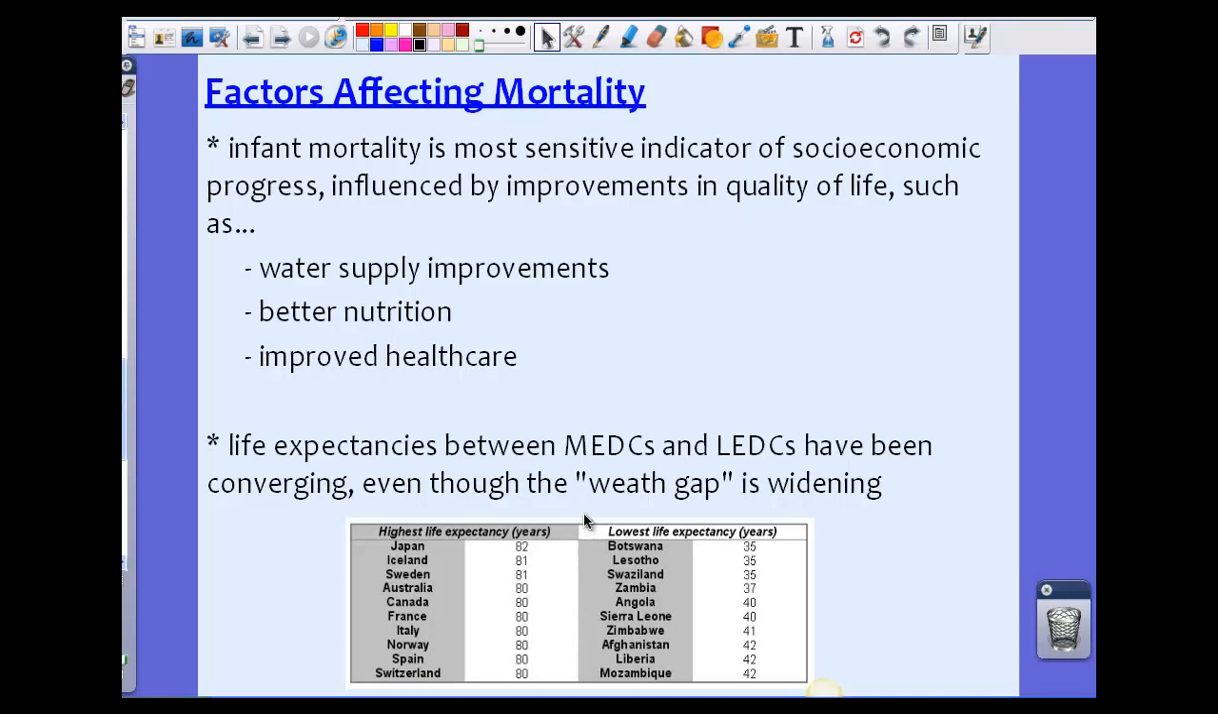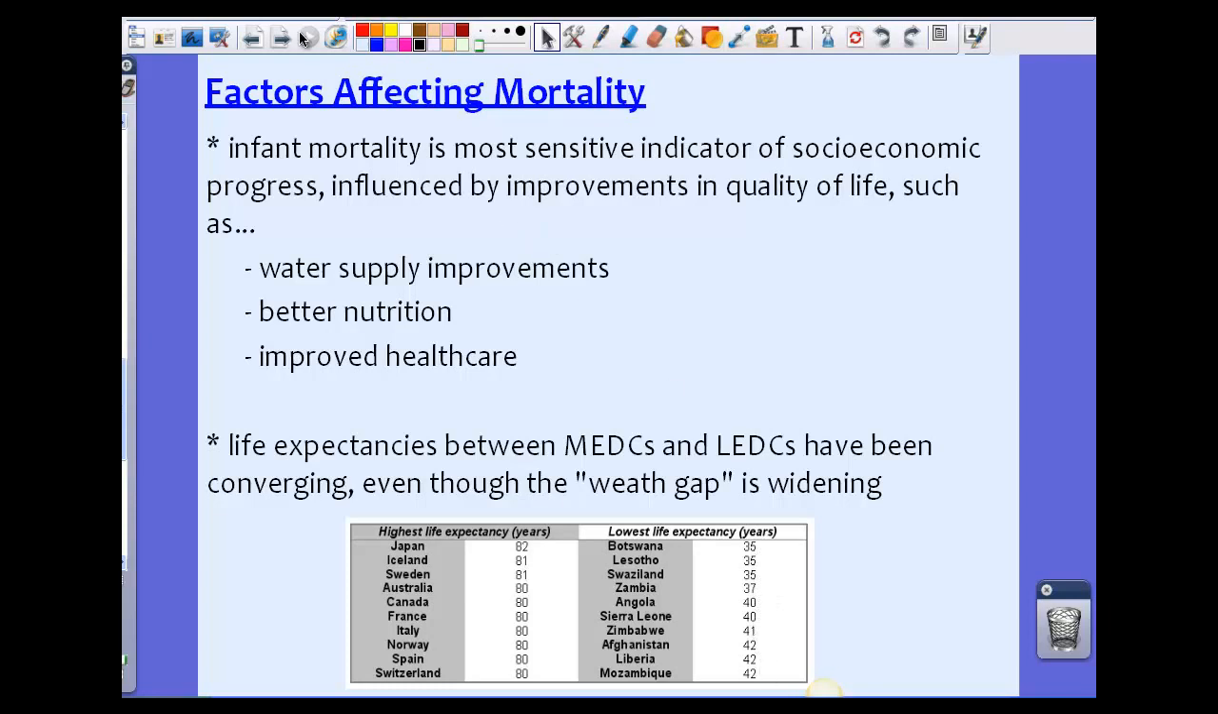This is a chart showing you the life expectancies of some of the countries around the globe. Notice Japan has a life expectancy of 82, Iceland 81, Sweden 81. Look at all the 80s. Notice the United States does not fall into this category. We are in the 70s somewhere. But if you take a look at the lowest life expectancies, notice Botswana, the lowest with 35 years. I would not be alive if I was living in Botswana.